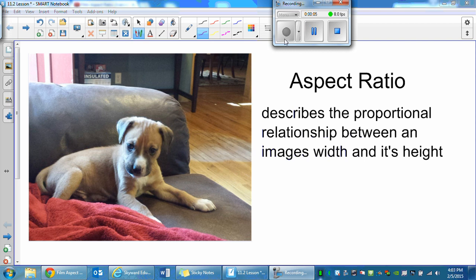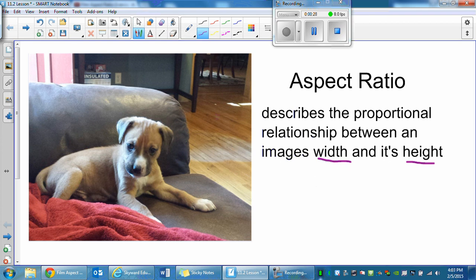In today's lesson, we are going to be learning about the aspect ratio. An aspect ratio describes the proportional relationship between an image's width and its height. It is important to remember that it's width compared to height. You will always see it width to height, not height to width.